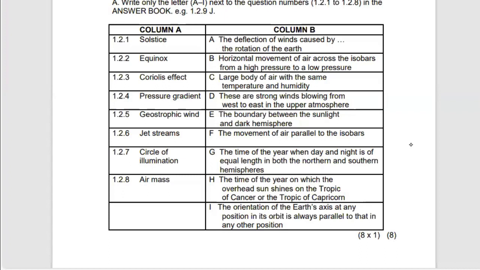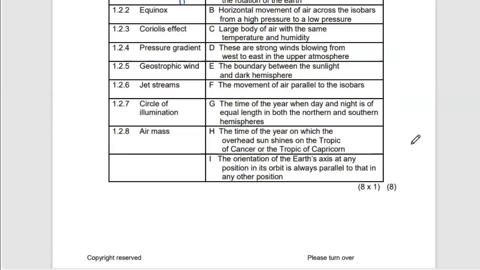So the matching response for a solstice is H, which says the time of the year on which the overhead sun shines on the Tropic of Cancer and the Tropic of Capricorn. I think you can still remember the Tropic of Cancer is at 23.5 degrees to the north, and the Tropic of Capricorn, which cuts across South Africa, is at around 23.5 degrees to the south.